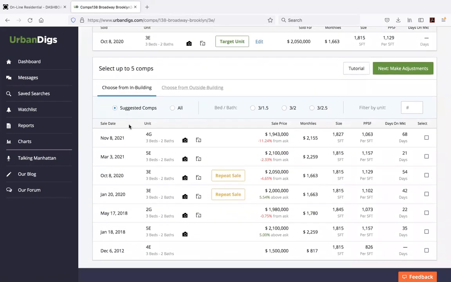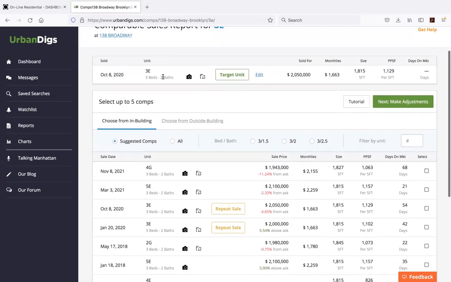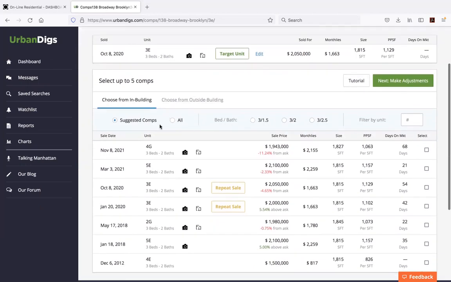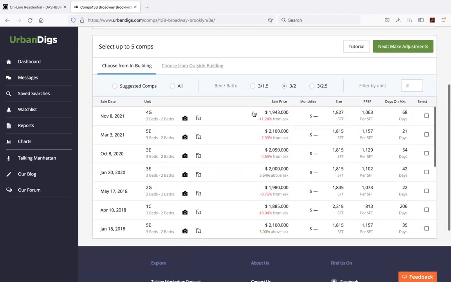It's going to pull other comps that happened in the building or outside the building, and we can use those to comp our apartment. In this case, 3E is a 3-bedroom, 2-bath apartment. So we can look at 3-bedroom, 2-bath apartments that have sold in the building. And these ones are pretty recent. November 8th, a 3-bedroom, 2-bath sold.